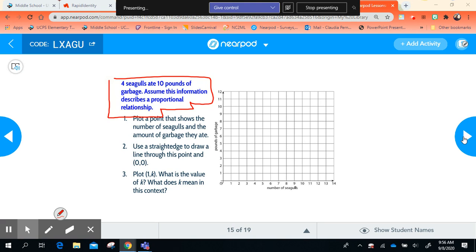When you have a graph like this and you have the information out, we know that the bottom is X and we know that the side is Y. So if number of seagulls is my X, I have 4 seagulls, which is my X. And then I have pounds is my Y. So I have my coordinate.